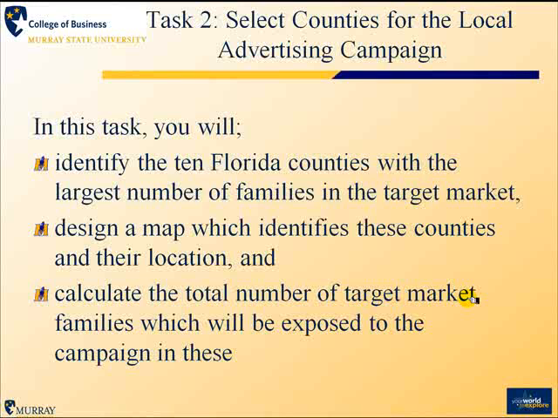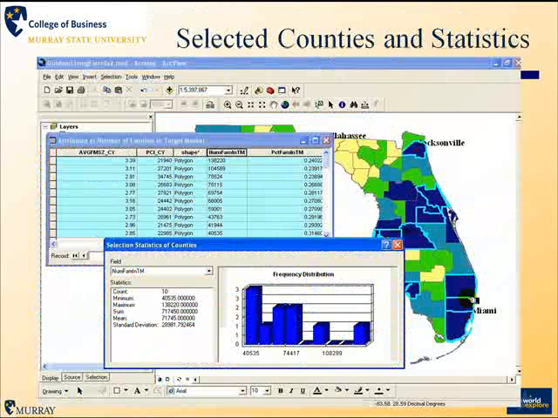In task 2, we move to the specific activities that are related to the promotional campaign, and we do that by identifying the 10 counties in Florida with the largest number of family households in the target market. We want to do a map which identifies where they are and figure out how many households are going to be affected by this media campaign.